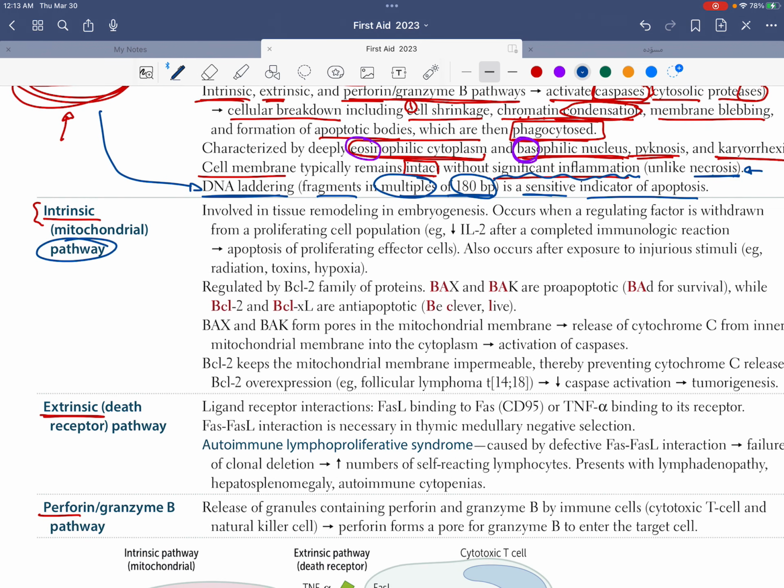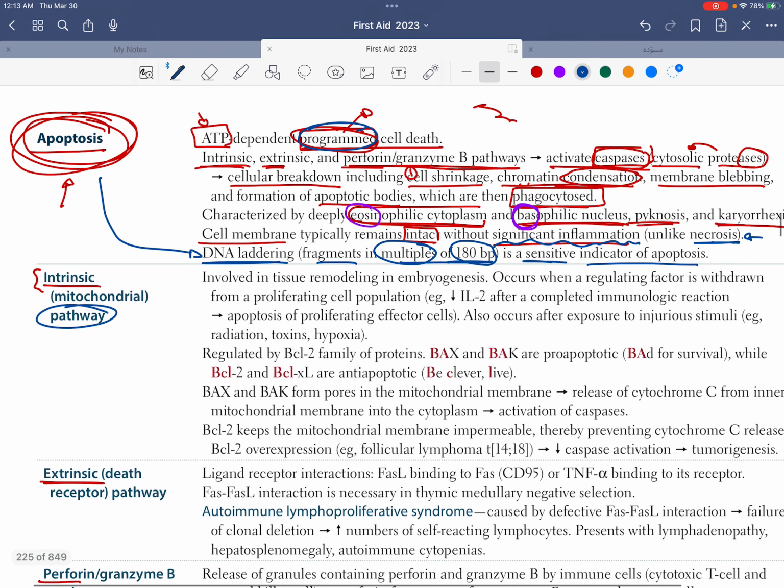The very first pathway for the cell to undergo apoptosis is the intrinsic or the mitochondrial, the same thing. It's involved in tissue remodeling in embryogenesis. We know that the embryo is undergoing a lot of development, and a lot of things are not required anymore and need to go away so the baby can get its final shape. That's why we use the intrinsic or mitochondrial pathway. So the mitochondria from within the cell decide to end the cell and undergo apoptosis. We mentioned that that happens in embryogenesis.